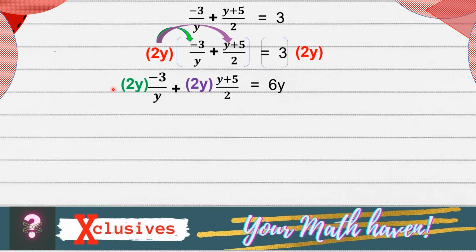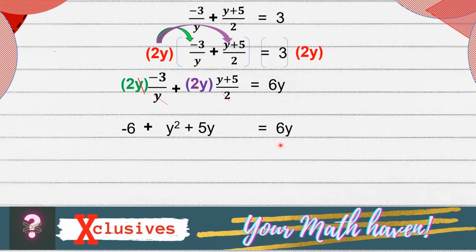Now, in our left side, we can cancel common terms. In our first term, we can cancel y. On the second term, we can cancel 2. Now, we can multiply 2 times negative 3, that is negative 6, plus y times y, that is y squared, and y times 5, that is 5y, is equal to 6y.